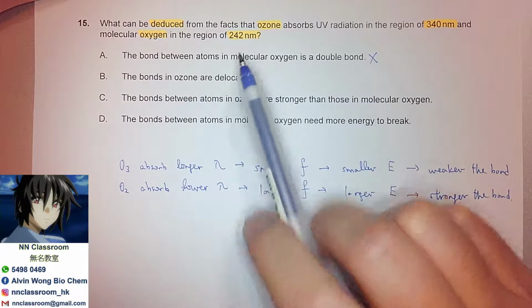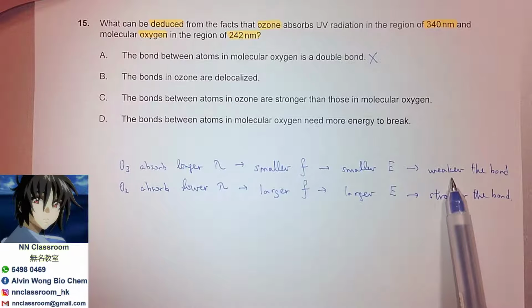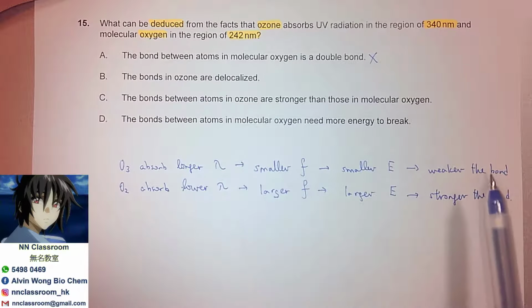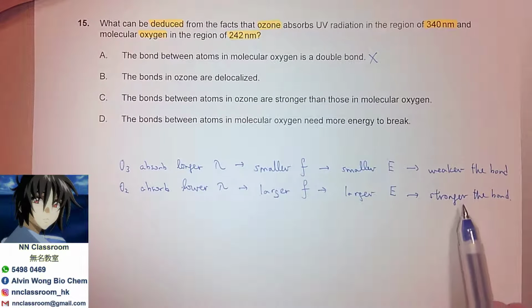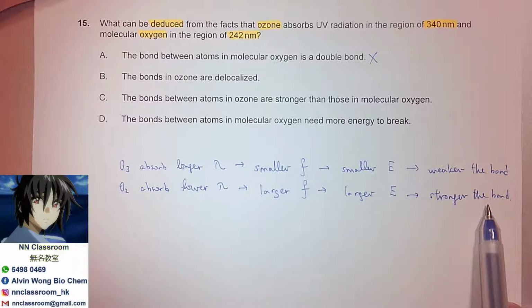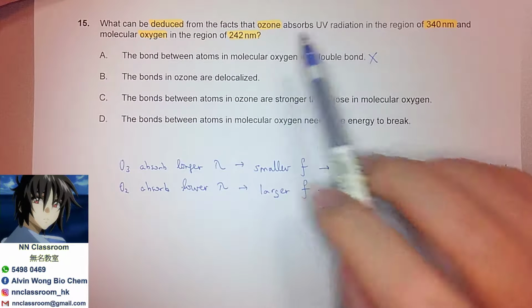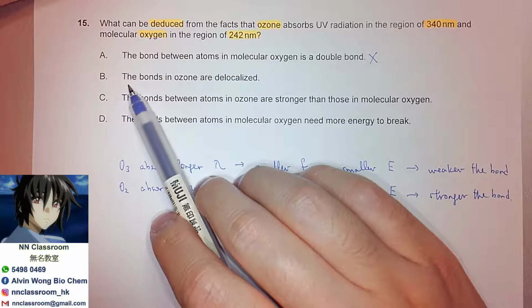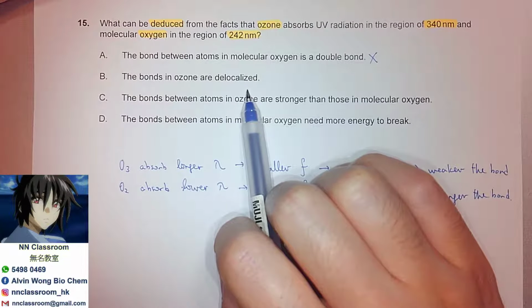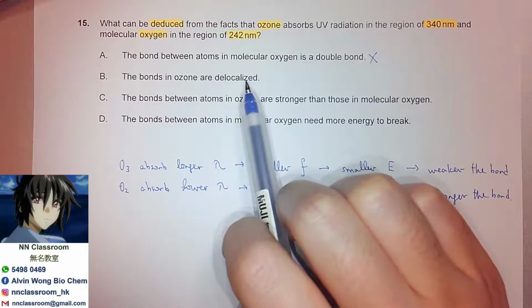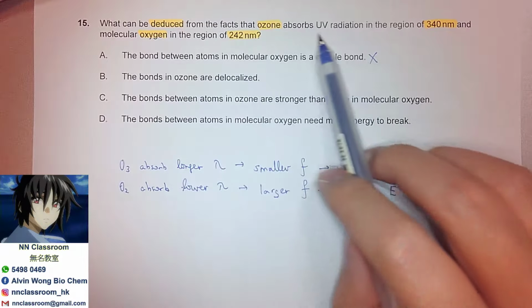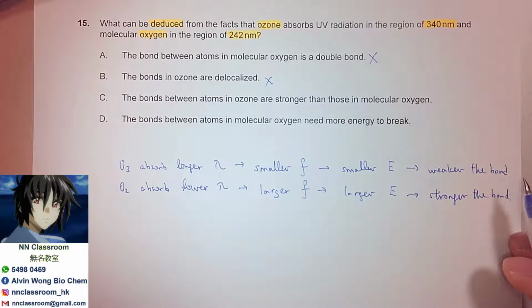The fact that is given only helps us to deduce up to here: O3 has weaker bonds, while O2 has stronger bonds between the oxygen atoms. But can we deduce that weaker means because of delocalization, so that they have 1.5 bonds? True, this is what we learned, but this is what we can't deduce from the given information. So we also can't say the bonds in ozone are delocalized. Again, this is a correct statement, but it cannot be deduced based on the facts given. So that's why B is not acceptable.